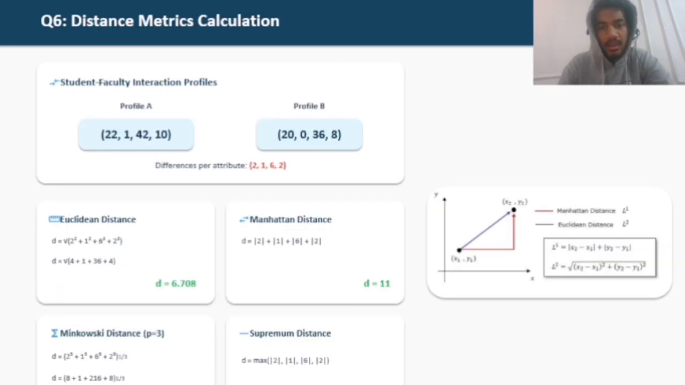In question 6, we are given two tuples A and B, and these are their values: 22, 1, 42, 10 in A, and in second tuple B, the values are 20, 0, 36, and 8. These represent hours in mentoring, project reviews, assignments submitted, and infrastructure usage. Let's compute four distances. First, Euclidean distance. The difference vector is 2, 1, 6, 2, and root of 45 equals 6.708.